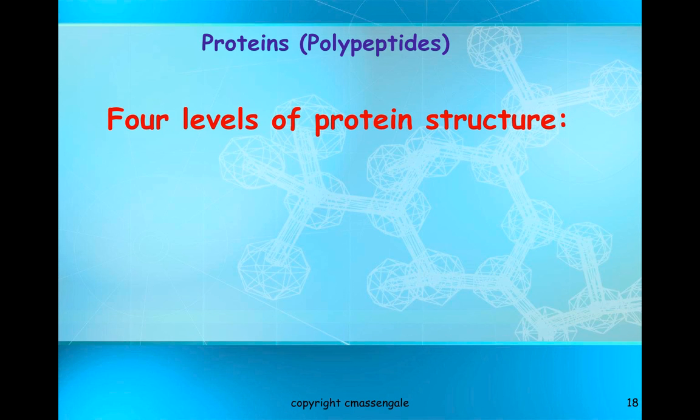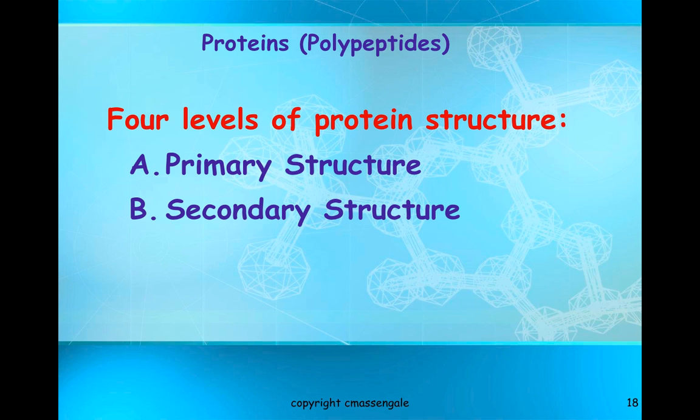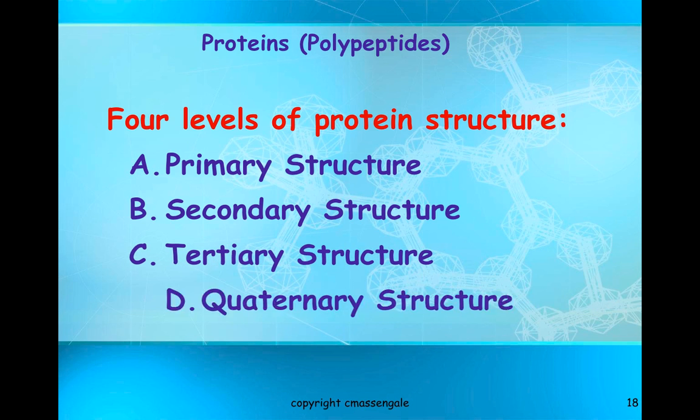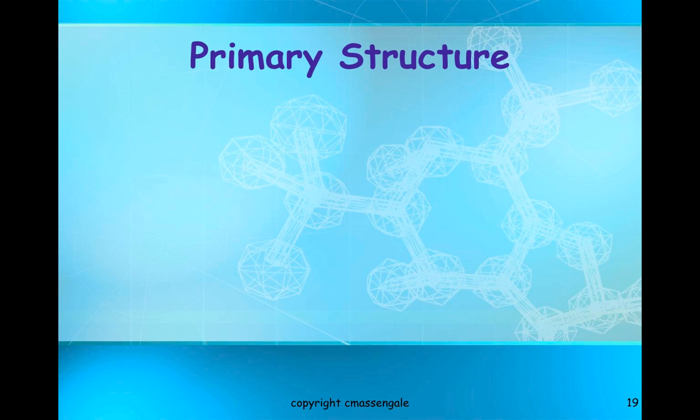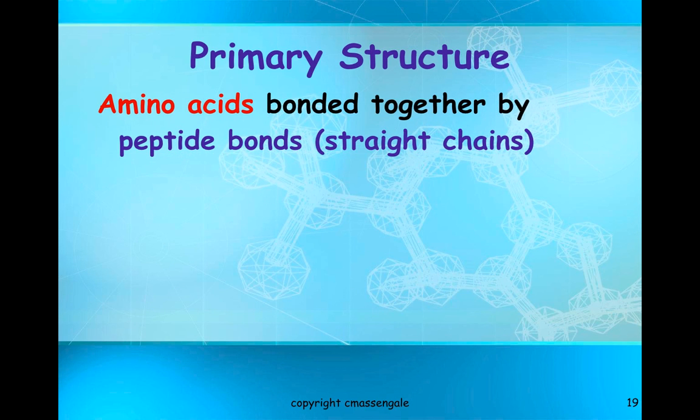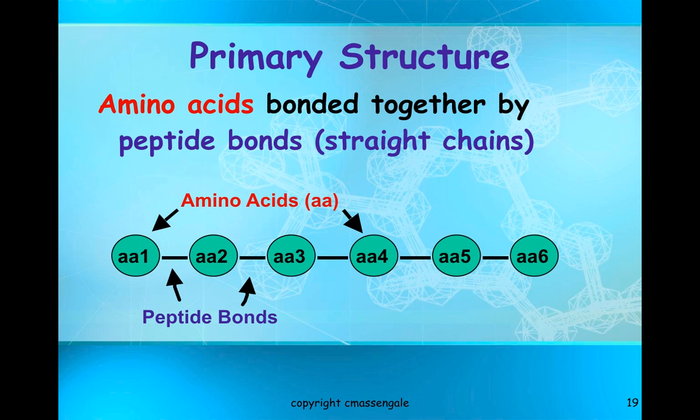So proteins, there are 4 levels. We have primary, secondary, tertiary, and quaternary. Okay, primary structure. The amino acids are bonded together by peptide bonds in this straight chain, and that's what it looks like.